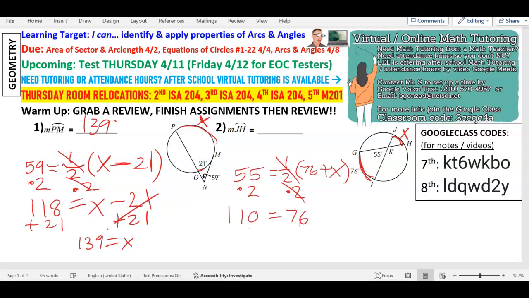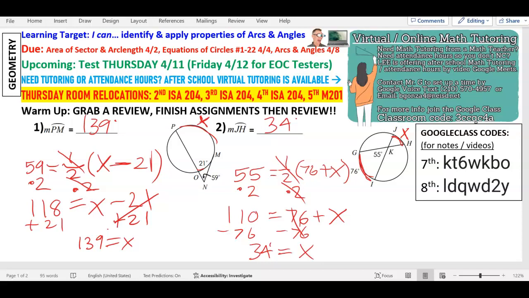Can somebody help me, please? How do I get rid of that 76? How do I get rid of a positive number? What's the opposite? Minus. Thank you so much. Minus 76 on both sides. Just write the number. Okay. So what's 110 minus 76? 34 equals x. So you should get 34 degrees.